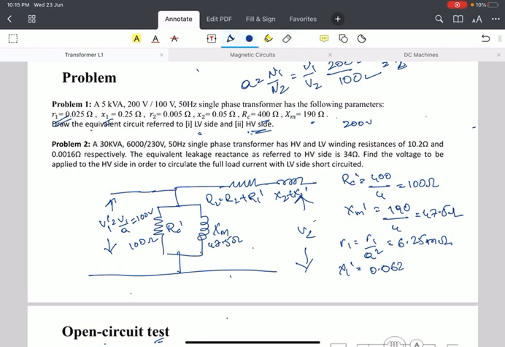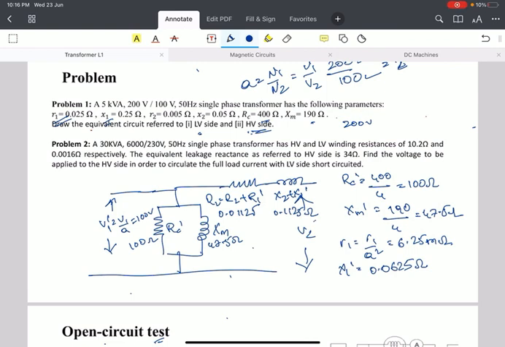0.0625 ohm. Dash is equal to 0.0625 ohm. Therefore, we can write R2, which is equal to R2 plus R2 dash. R2 is equal to R2 plus R1 dash can be written as 0.015 ohm, 0.01125 ohm. Then X2 is equal to 0.1125 ohm. This is the equivalent circuit of the transformer with respect to LV side.